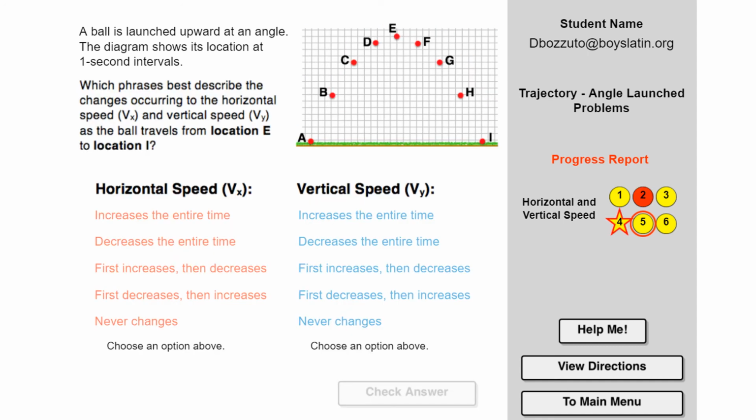Now it's going to ask you to select things that are true, but be sure to read the questions carefully. It's not asking about the whole time. It's going to give you a specific set of locations to consider. You know about the horizontal speed already, I don't need to tell you. But you are going to need to think about vertical speed. And when it's talking about speed, it's not talking about direction. Speed does not have direction.